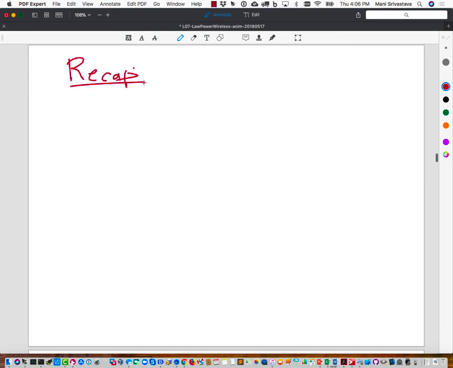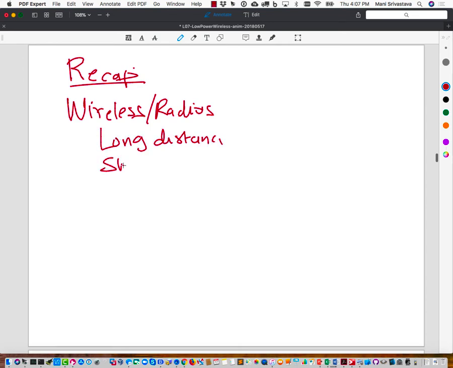Okay, let's start. So, we'll start by recapping what we were doing previously. We've been talking about wireless radios. We saw last time the issue of long distance versus short distance radios and how they differ.